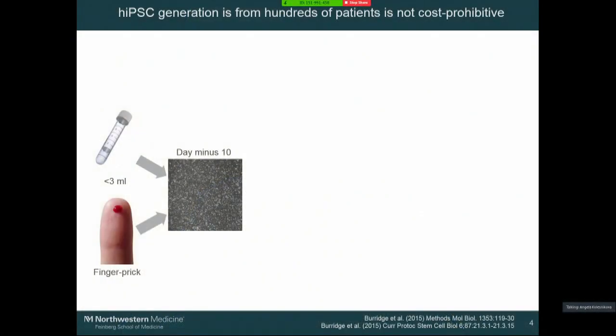For those that don't know, iPS cells are now very simple to make. In the field, we've had nearly 10 years of developing this tool. Now we can make them from a very small volume of blood. We work primarily with pediatric patients, so we do that from either a 3 milliliter blood draw or a finger prick, which is up to about 500 microliters of blood.